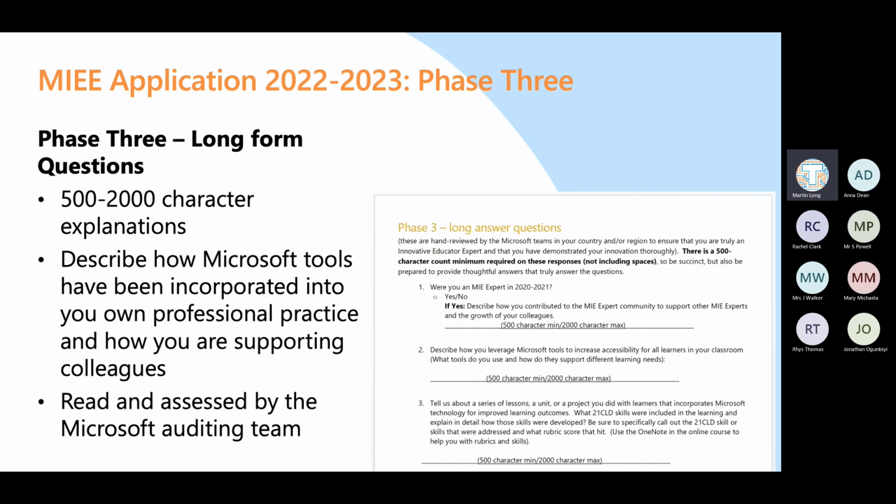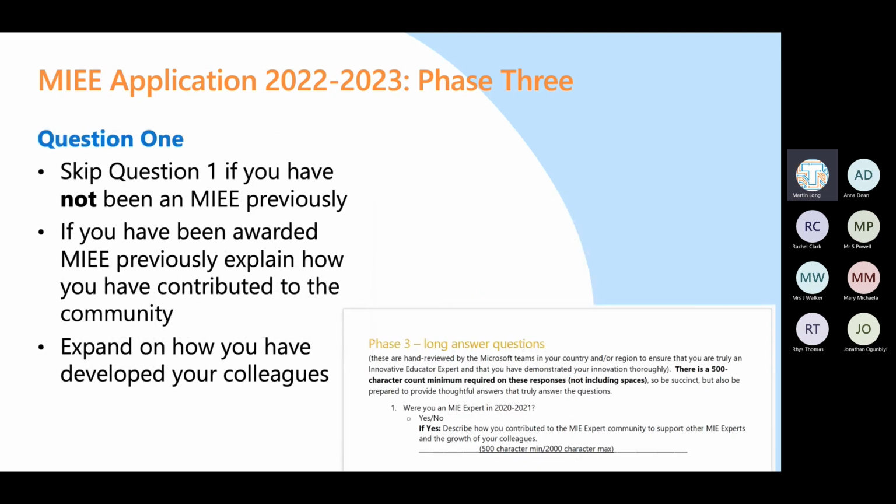There's only a certain amount of time that the team have to go through and assess all these applications, and this is happening globally. Although there are regional assessment teams, it does tend to be that they get a bit of fatigue about halfway through, and if you can make it as easy for them as possible following the guidelines that we're about to give you, it will make it easier for you to get the qualification in the end. So question 1 is a bit of a strange one.